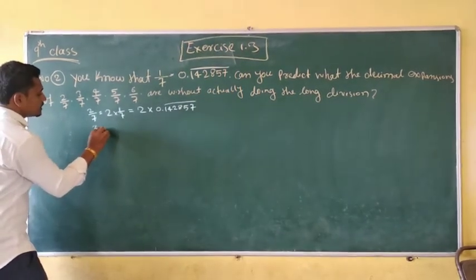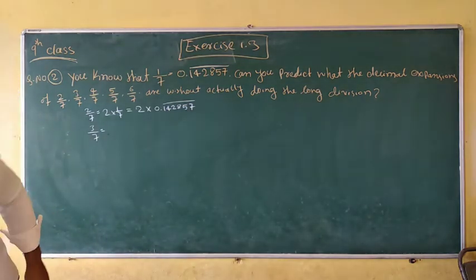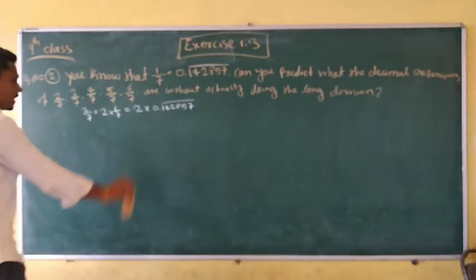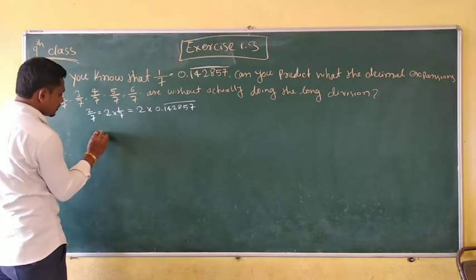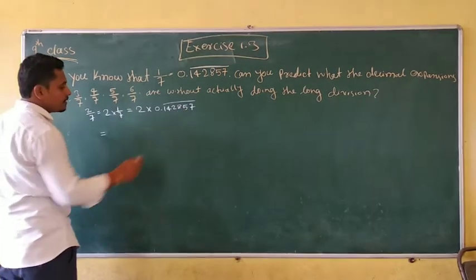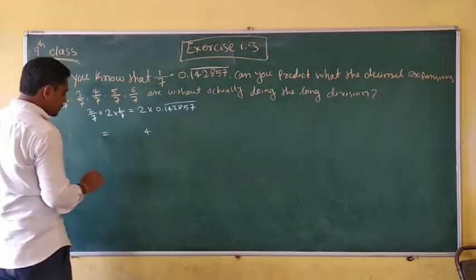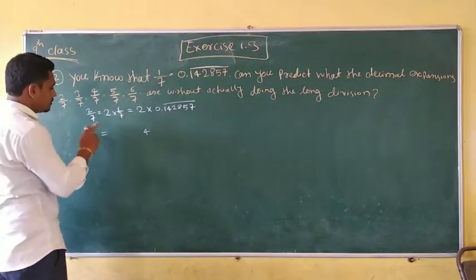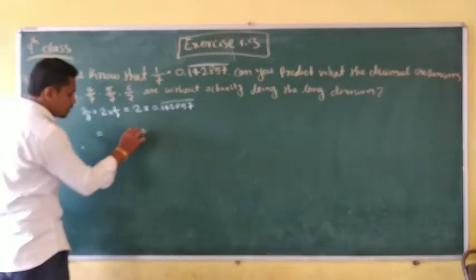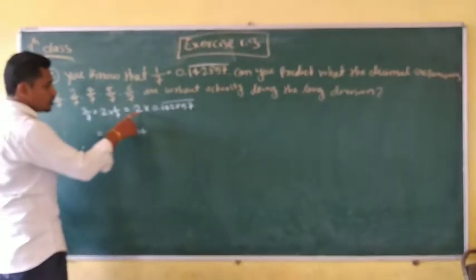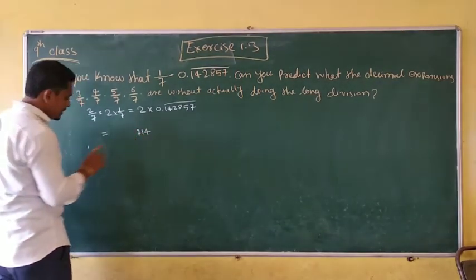Next, 3 by 7. First you have to solve the value of 2 by 7. 2 sevens are 14. So 4 right here, 1 is remaining. Next, 2 fives are 10. 10 plus 1 is 11. So 1 remaining is here. 2 eights are 16. 16 plus 1 is 17. 7 and 1 is here.